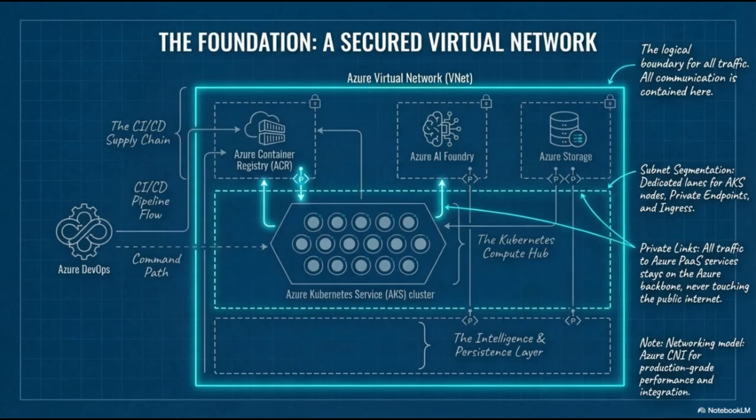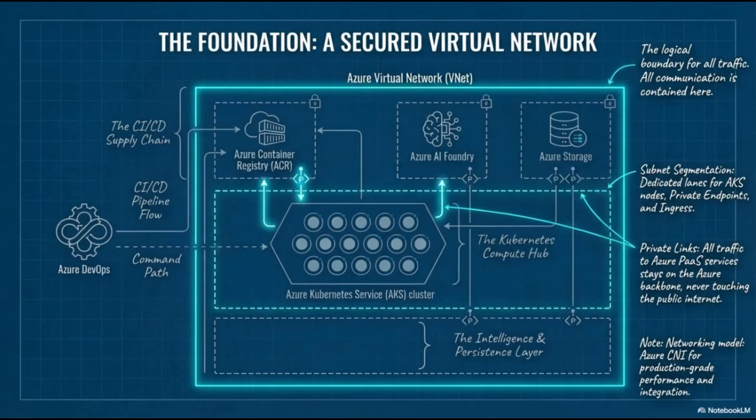Welcome to this overview of building a secured virtual network, which serves as the fundamental architecture for a modern cloud environment. As you can see, the Azure Virtual Network, or VNet, acts as the logical boundary for all traffic, ensuring that all internal communication is fully contained within the secure perimeter. Starting on the left, our process begins with Azure DevOps. From here, we establish a robust CI/CD supply chain. The pipeline flow pushes container images into the Azure Container Registry, while a dedicated command path allows for secure management of our resources.